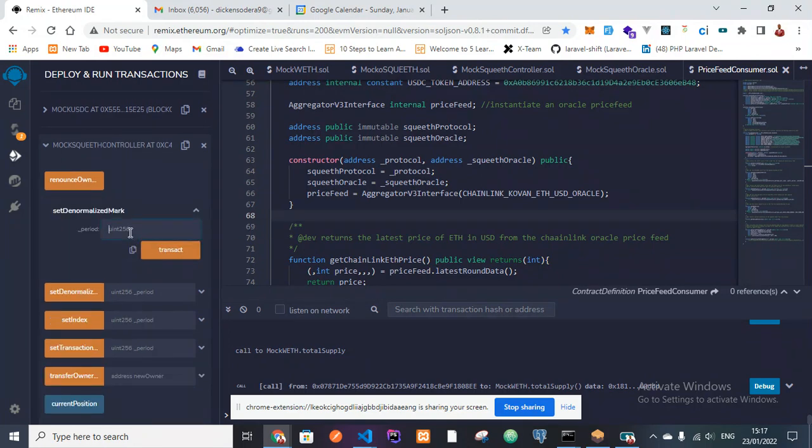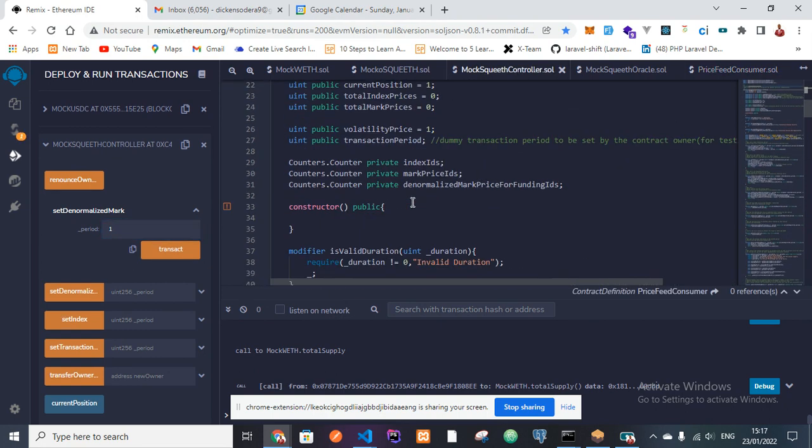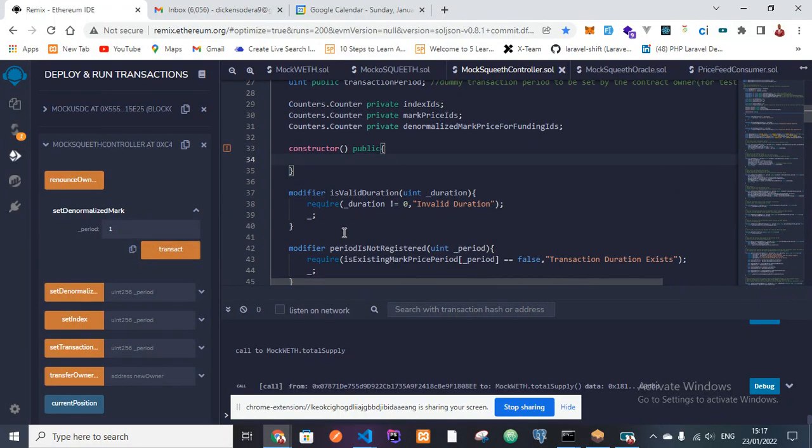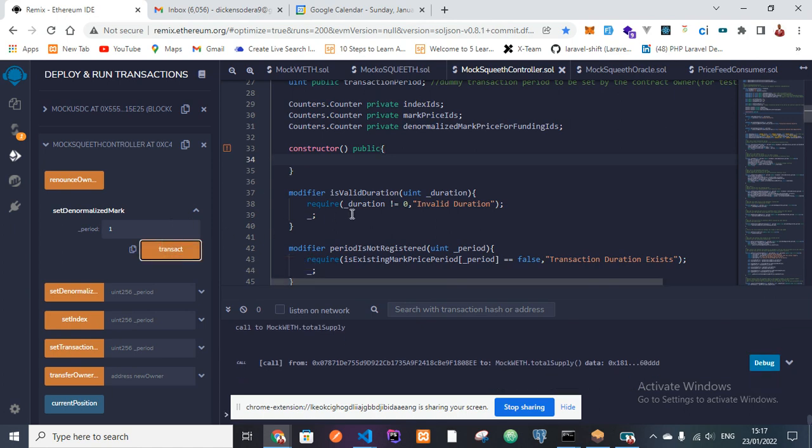So you can set the denormalized mark price to, let's say, one for the first period. In the mock controller, I just use them as integers, for testing purposes. So let's set the denormalized mark price.